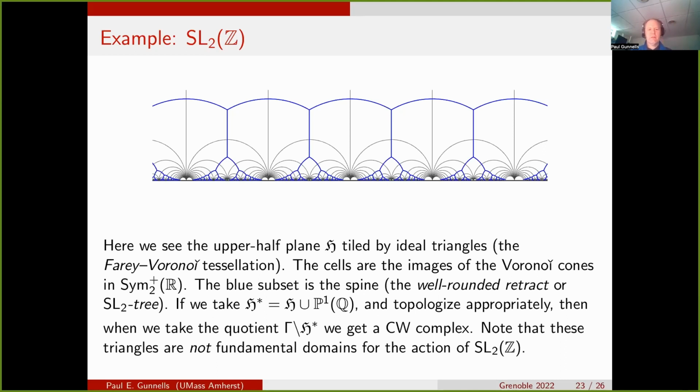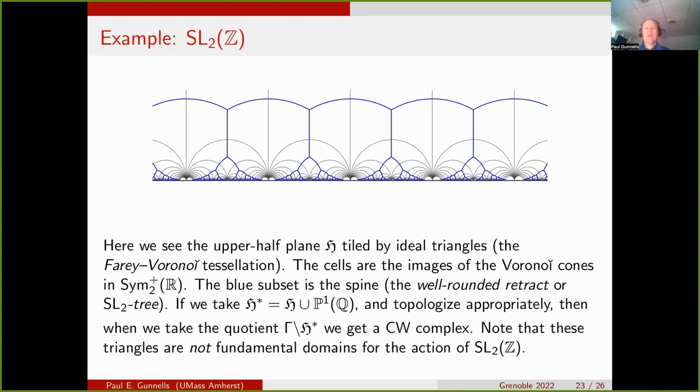But there it is. We have this beautiful tessellation of the upper half plane by ideal triangles, and it's constructed using Voronoi reduction theory. If we take H star to be the upper half plane with P1 of Q, so the rational points in the real axis and also the point at infinity, and we give it the right topology, then when we take the quotient, we're going to get a CW complex structure, okay? So those points at infinity, we don't take all the points along the real axis, but we only take the ones corresponding to the rational points and the one at infinity. And then we're actually going to have a nice structure on the quotient, at least if gamma is torsion free, then we're going to actually have a triangulation of a compact surface, okay?